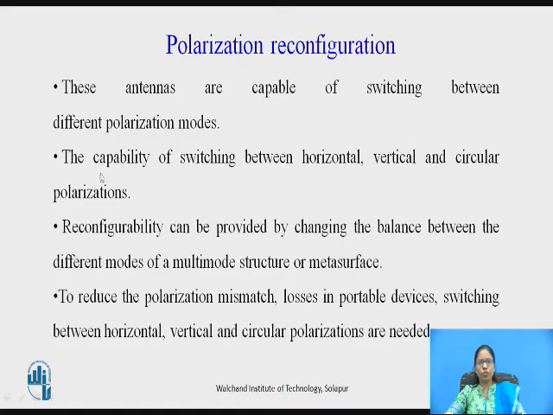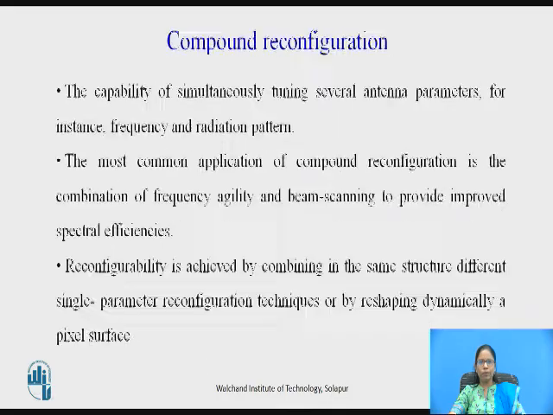Polarization reconfigurable antennas are capable of switching between different kinds of polarization modes. They have the capability of switching between horizontal and vertical polarization as well as circular polarization. Reconfigurability can be provided by changing the balance between the different modes, such as a multimode structure or metasurface. To reduce polarization mismatch losses in portable devices, switching between horizontal, vertical or circular polarization is needed.